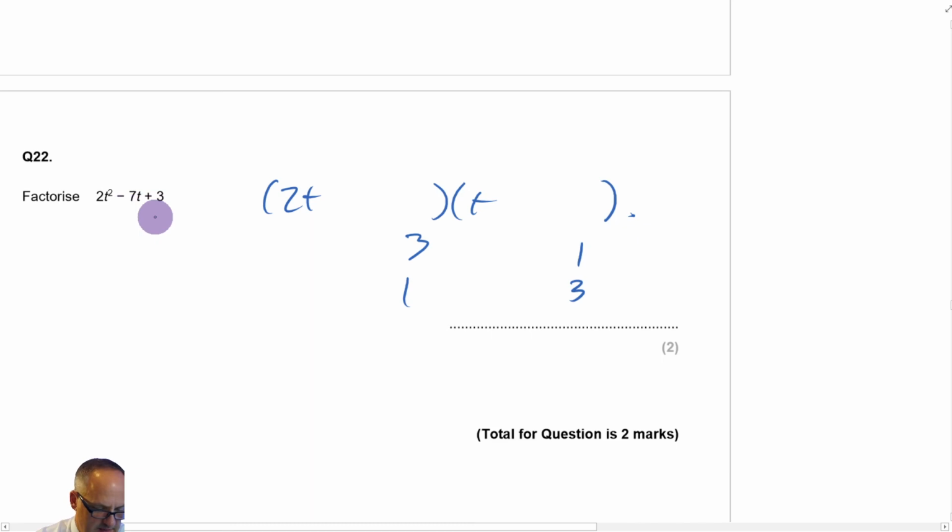Well, to be a negative, they've got to be both negative. And to get 3 and 1 to get me 7, I need to times the 3 by 2. So I'm going to put the minus 3 over here because I'll be timesing that by the 2t to get minus 6t. Put the minus 1 here because I'll be timesing that by the t to get minus 1t. Combine them together, that gives me minus 7t.